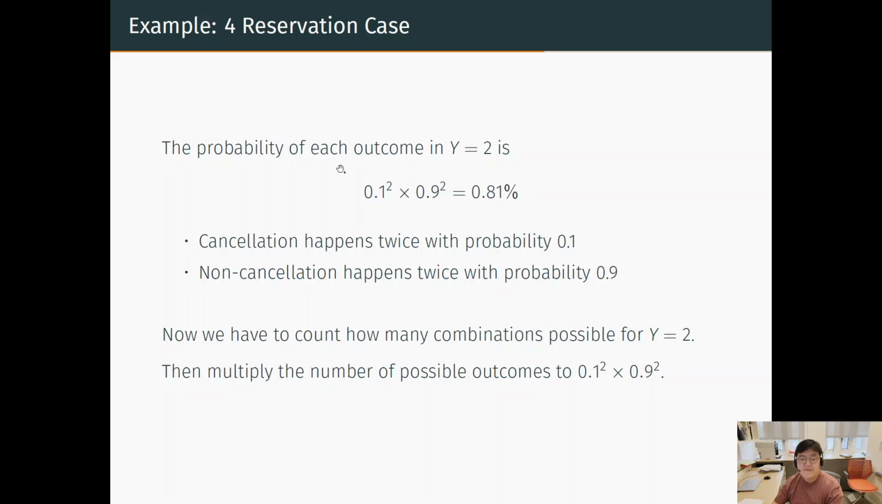So each outcome, if you know who canceled and who didn't, then its probability should be 0.81%, right? As I said again, cancellation happened twice, non-cancellation happened twice. So if you know just who canceled and who didn't, it's 0.81%. Now what remains is to count how many different combinations are possible for 2 cancellations, right? And then that multiplied by this probability is the answer.